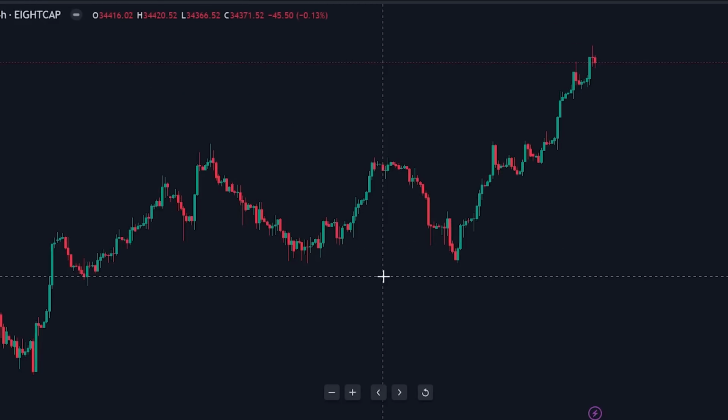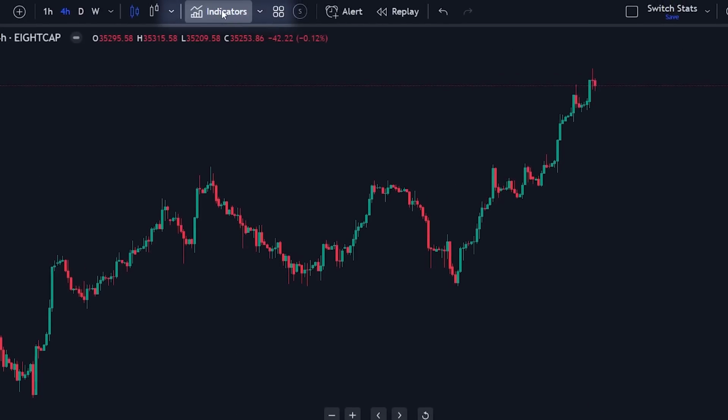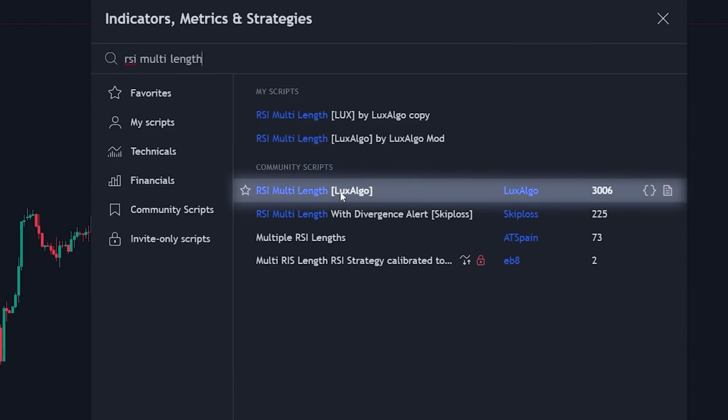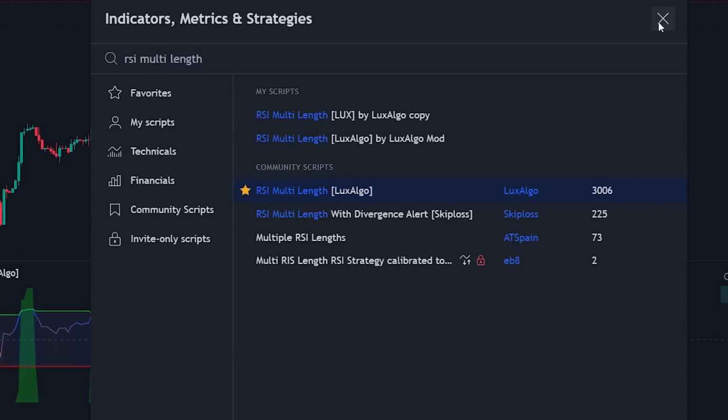You're going to want to go to TradingView. Click on Indicators and search for RSI Multi-Length. It's this one by LuxAlgo. You're going to want to save it. Now click here to add it to your chart.